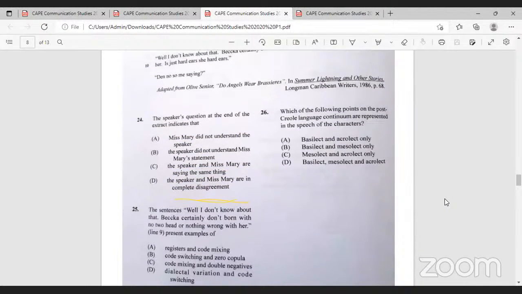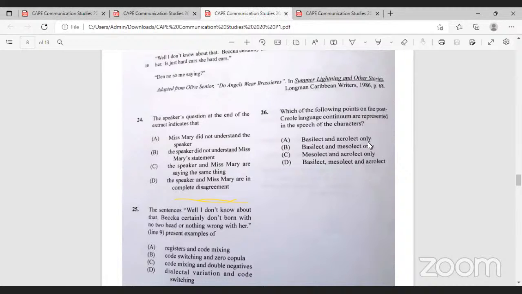25, the sentence is, well, I don't know about that, because certainly don't born with no two head or nothing wrong with her. Present examples of what? Registers and code mixing, code switching and zero copula, code mixing and double negatives, or dialectal variation and code switching. C. Yeah, I'd say C. She's code mixing and double negatives. Don't born with no two head or nothing wrong with her, right? So the answer for 25 is C.